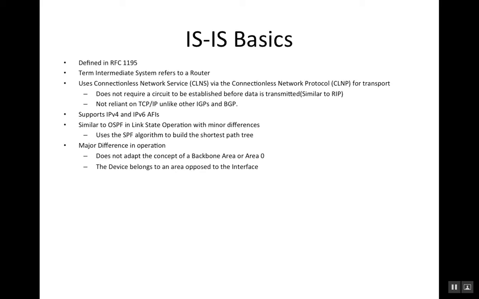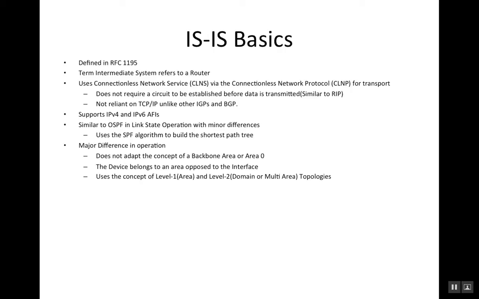The device belongs to an area, as opposed to the interface. What that's saying is, with OSPF, whenever you do the network statement or enable a routing process on each interface, that particular interface becomes a participant in that area. With ISIS, the entire device, or the intermediate system, is in an area. So if you have 3 routers configured with area 0 or area 5 or whatever area you want to use, every interface on that device belongs in that area.